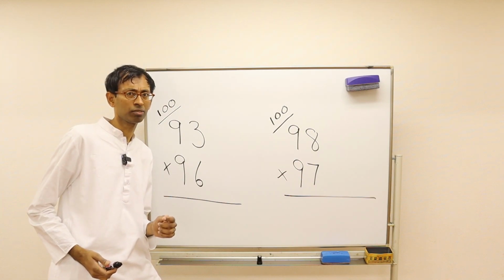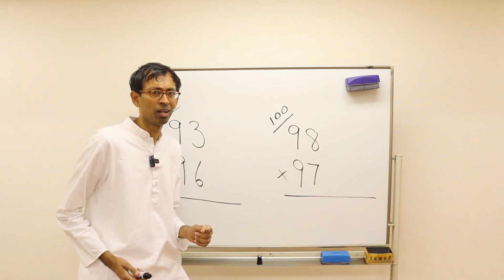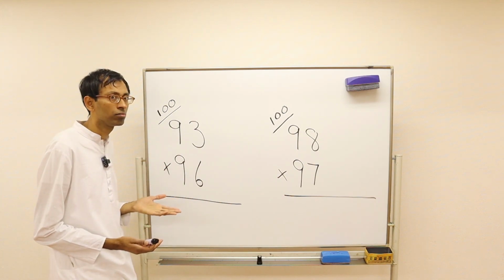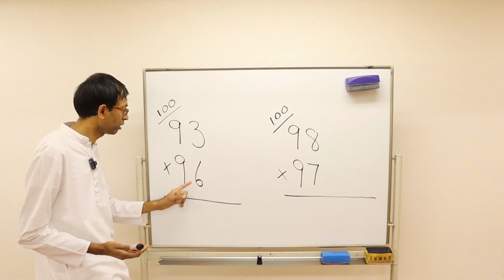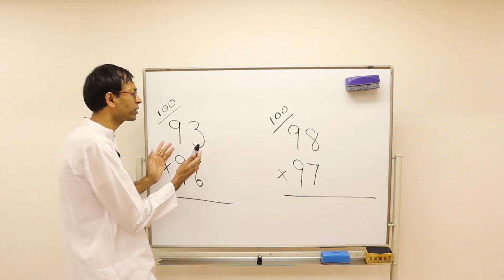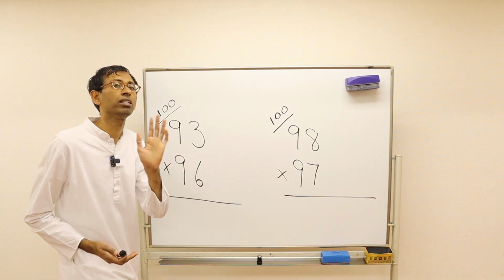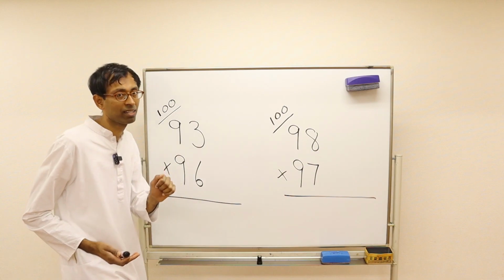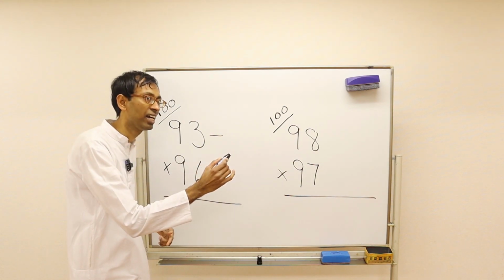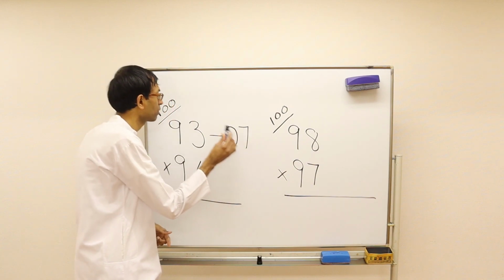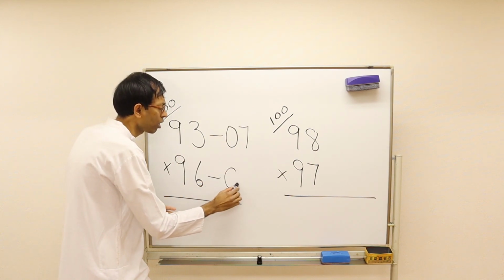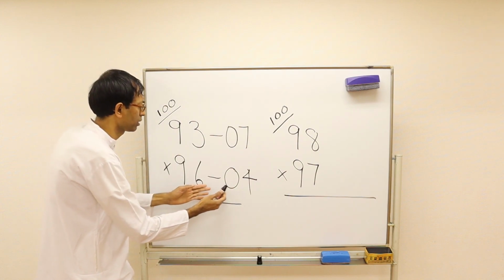If it is difficult, you can wait. Okay, we'll go together. Here, 93 times 96. The base is 100 because both numbers are very close to the base 100. First, how much is 93 away from 100? 7 away from 100. It's a minus 7 because 93 is below 100. So we write it as minus 7. We write it as 07 because this base has two zeros. Okay, 96 is 4 away from 100 and we write it as minus 04.